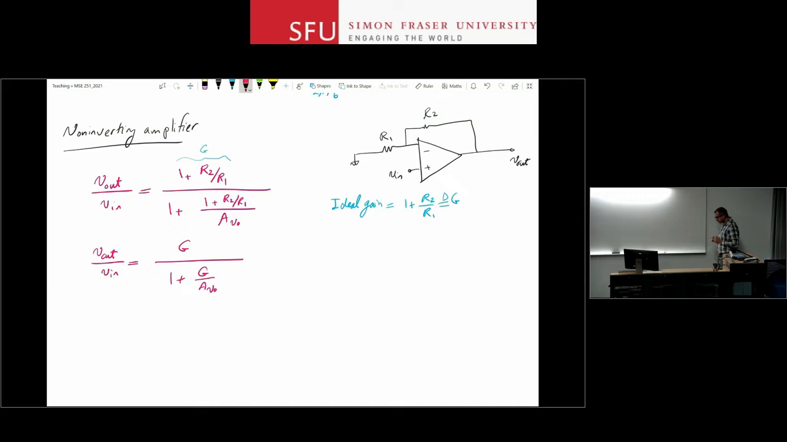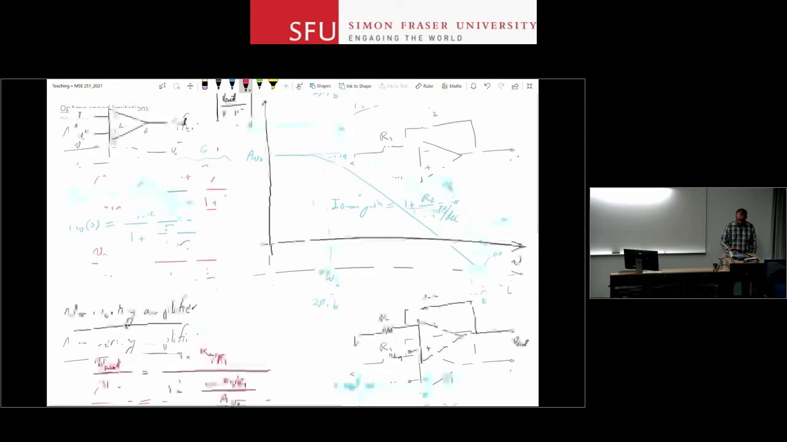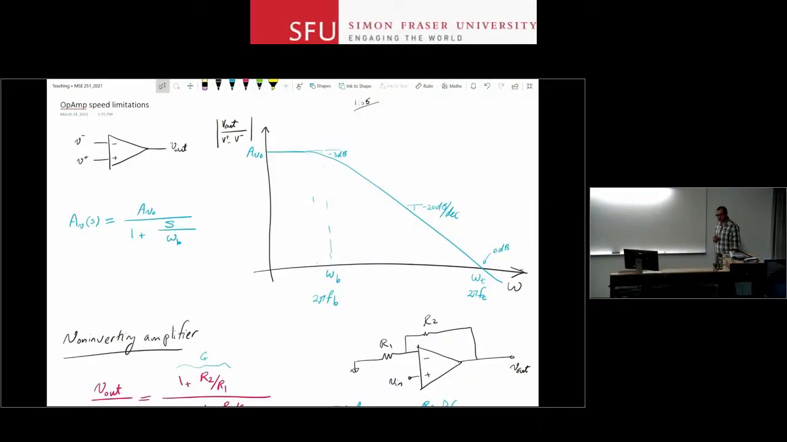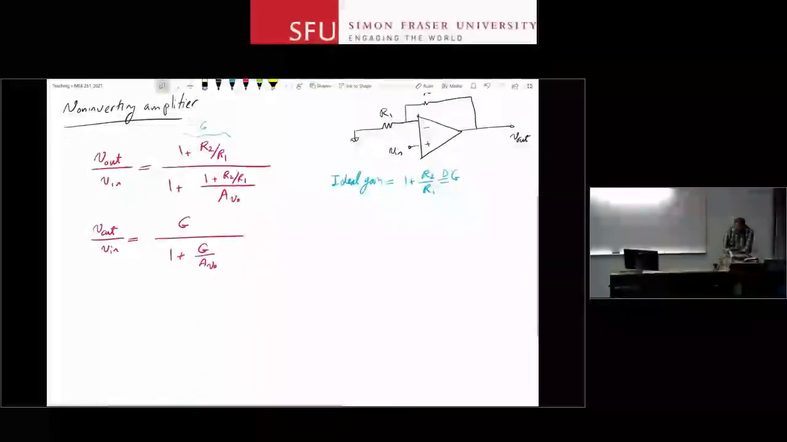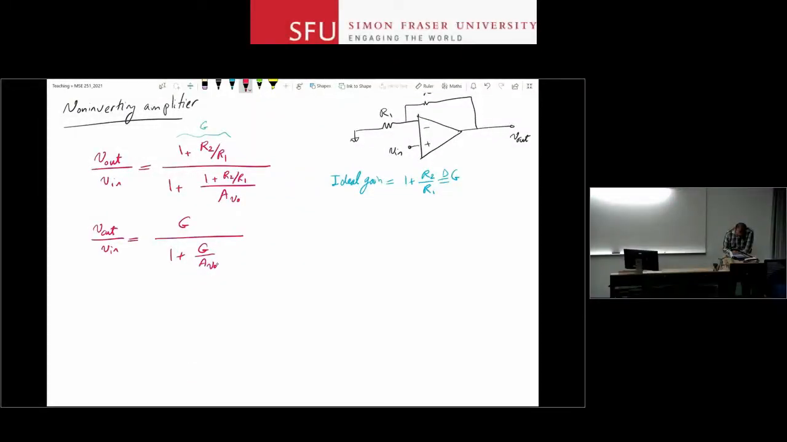Now, this is for the case that my gain is not infinite. If the gain is infinite, you can see that the G over AV naught ratio will go to 0, and then I'm back to my ideal gain. Now, let's assume that in addition to having a finite gain, I have this frequency-dependent response as well. So instead of using AV naught in that expression at the bottom, I use this frequency-dependent expression. Instead of AV naught, I'm going to use AV of s.